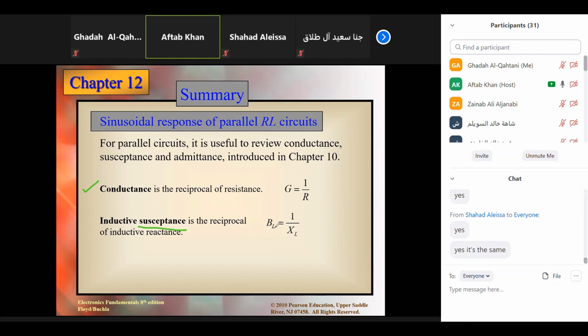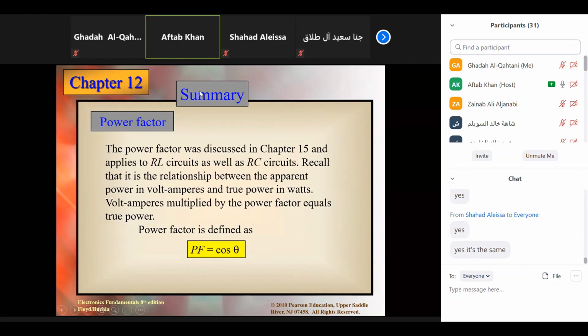Exactly the same. Rather than BC, we are using BL. So you can just look at the suffix and understand whether I'm talking about an inductive circuit or a capacitive circuit. Third one, admittance, which is the inverse of the impedance. If you keep both slides together, it is going to be the same.